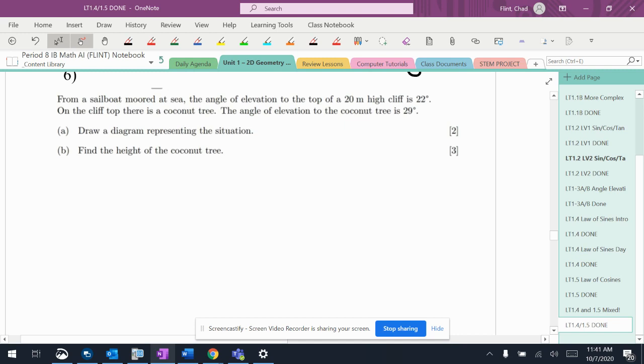All right, so this problem is a full IB problem, and it's hard because it doesn't have a picture. But it says from a sailboat moored at sea. So there's a boat out here someplace. So I'm gonna put that. So there's my boat. The angle of elevation to the top of a cliff. So I got some water over to a cliff, and then there's the cliff.